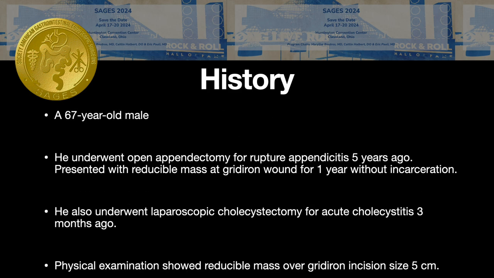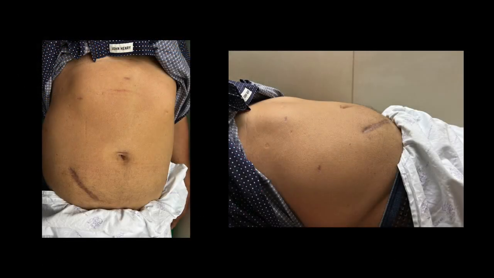A 67-year-old male underwent open appendectomy for ruptured appendicitis 5 years ago. He had a reducible mass at the gridiron wound for 1 year. Physical examination showed a 5 cm reducible mass over the gridiron incision. The patient's abdomen before surgery.